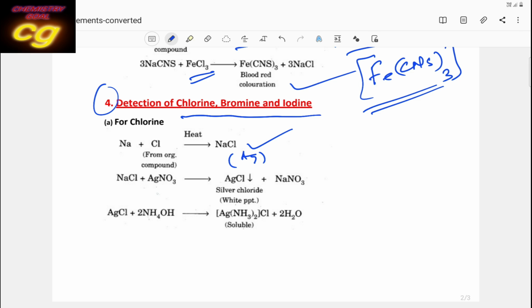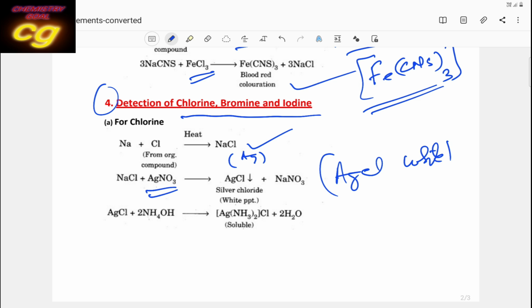Then when you add silver nitrate solution as a reagent, white AgCl is formed, indicating the presence of chloride ion, which is obtained from the organic compound containing chlorine. So a white precipitate means the presence of chlorine. That means the organic compound contains chlorine.